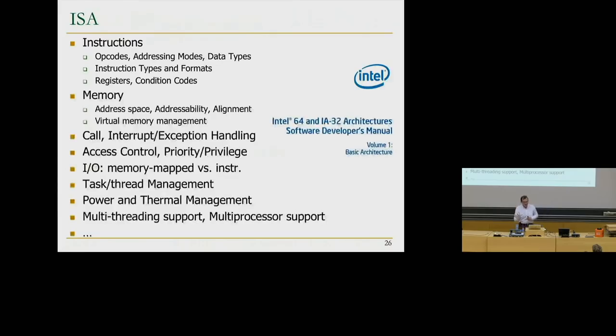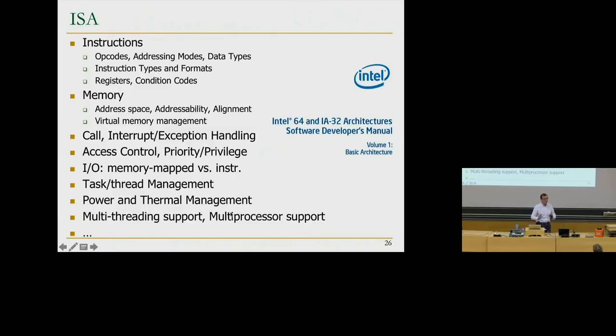Okay, so what does the ISA basically specify? It's essentially what's in the manual. This is an Intel manual example. And we already covered a lot of this, but certainly we talked about instructions and memory. But there are other things that actually are specified by the ISA, like how interrupts and exceptions are handled, how do you do access control, how do you do I/O, how do you do task or thread management, power management, thermal management, multi-threading, multiprocessor support.